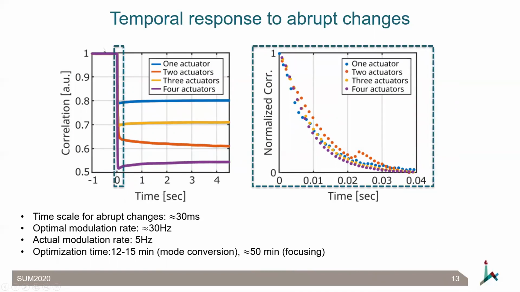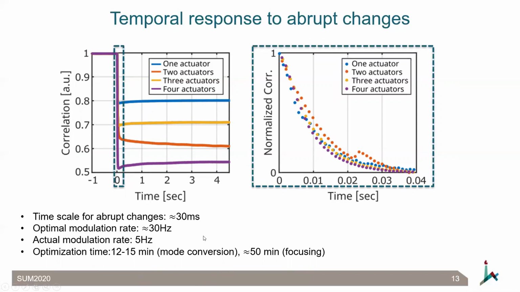So we can see a very sharp decrease in the correlation right after we apply the voltages. And if we zoom in over this fall, we can identify that the time it takes for the pattern to change significantly is something like 30 milliseconds. It's more or less the same time scale if we change 1, 2, 5, or all the piezos. So basically, this 30 millisecond time scale sets a maximum on the modulation rates we could achieve, which is 30 hertz. That's comparable to spatial light modulators.